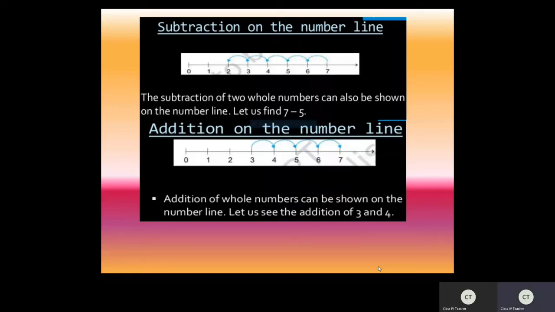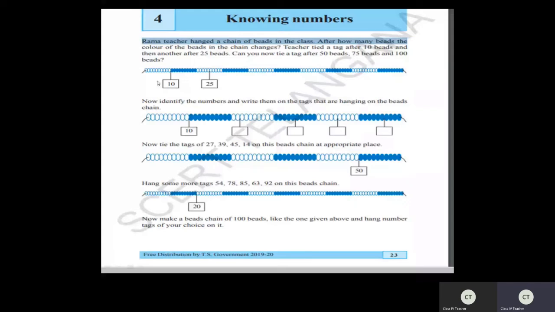So these beads are arranged in the form of groups. What groups are they arranged in? 10 groups. Equal distribution is done here. So first 10 white, then second 10 blue, then third 10 white, then fourth 10 blue, and so on. So 10, 20, 30, 40, 50, 60, 70, 80, 90, 100. So total how many beads do we have here? 100 beads are there.